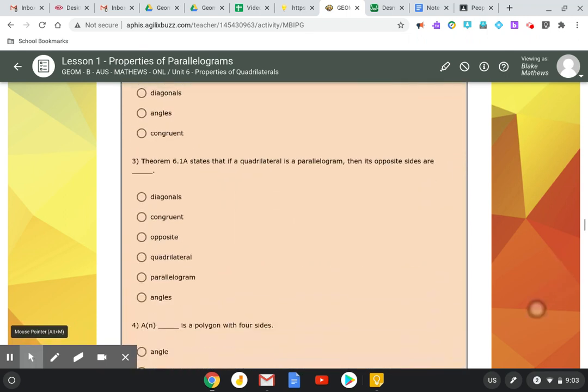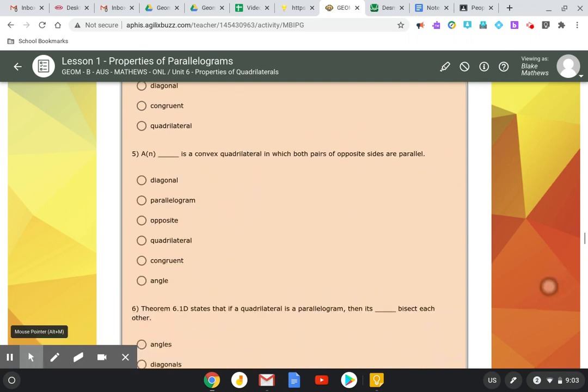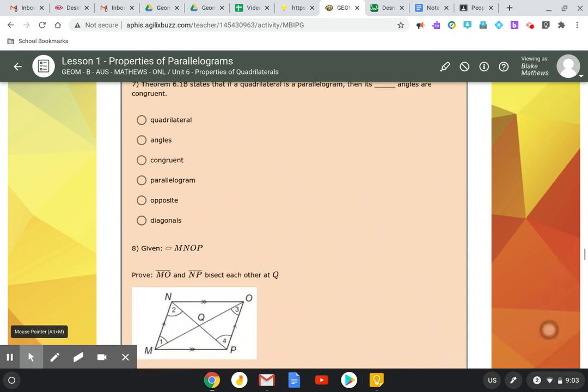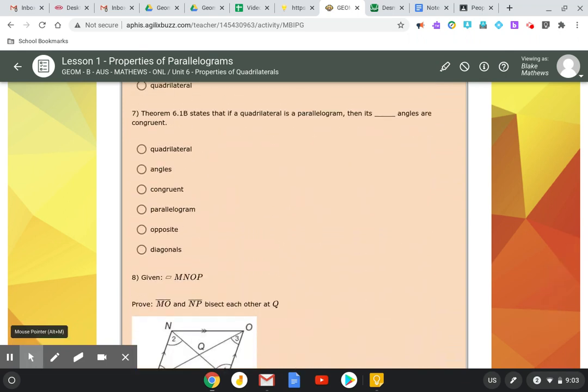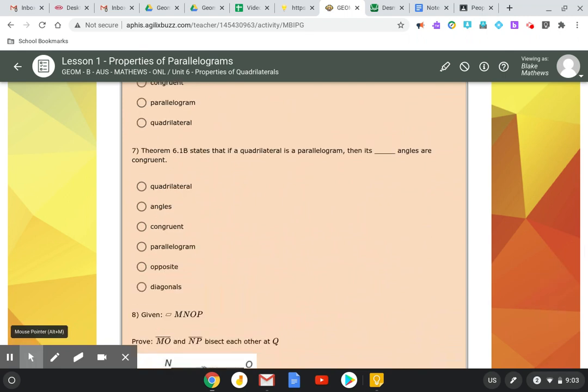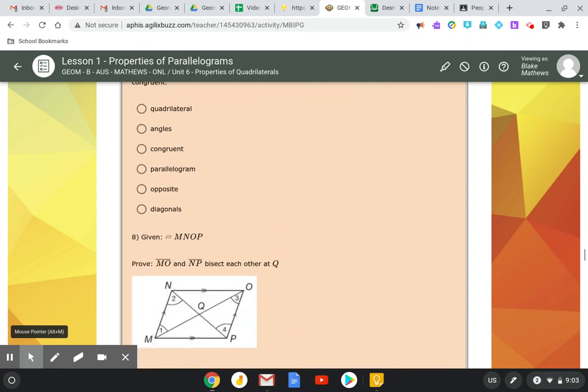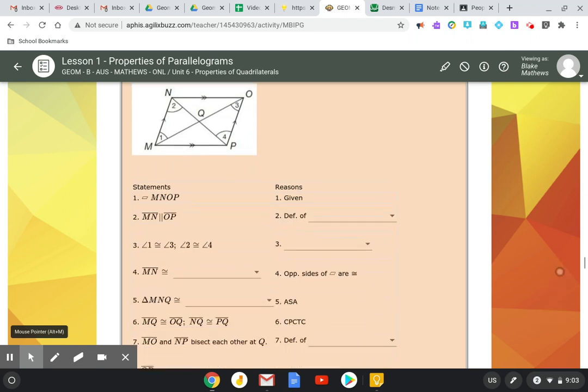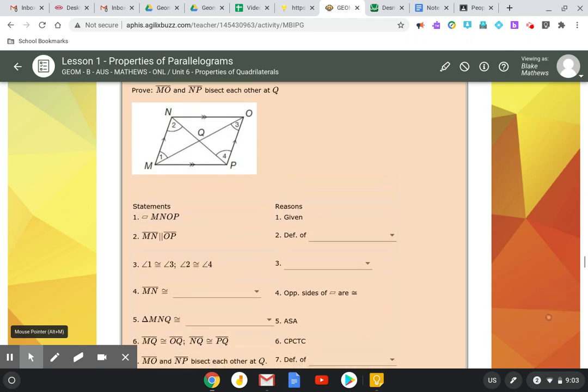Questions 2, 3, 4, 5, 6, 7 are all vocabulary words, terms. So you just need to use the notes that I gave along with the text from the lesson to answer those questions. Then we get to another proof. Like I said, I'm going to go through these proofs with you. I'm going to try to move through this one a little bit more quickly.